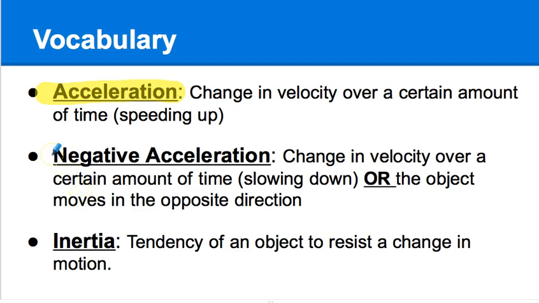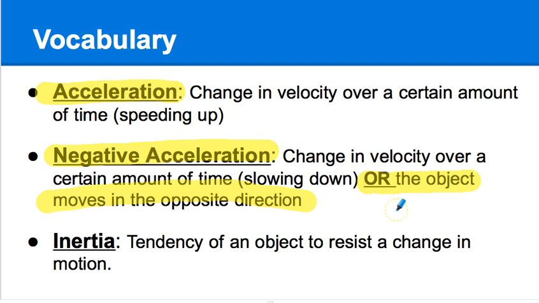The other one is negative acceleration. This is a little bit different because some of you probably hear the word deceleration. But in physics terms, we actually don't use the word deceleration. You probably use it in English, but in reality, the right way to say deceleration is to say negative acceleration. What that means is that the object's velocity is decreasing over time. So it's slowing down, or, and this is the big part, the object moves in the opposite direction.